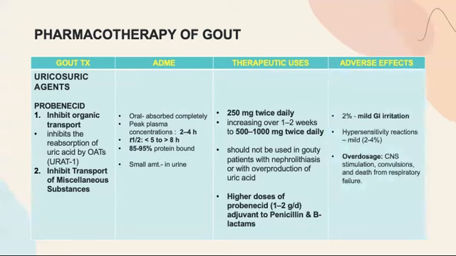Probenecid is well tolerated. Approximately 2% of patients develop mild GI irritation. The risk is increased at higher doses. It is ineffective in patients with renal insufficiency and should be avoided in those with creatinine clearance of less than 50 ml per minute. Hypersensitivity reactions usually are mild and occur in 2 to 4% of patients. Substantial overdosage with probenecid results in CNS stimulation, convulsions, and death from respiratory failure.